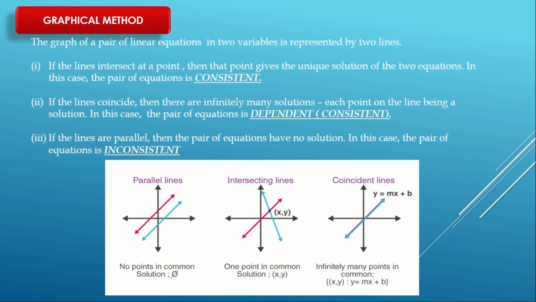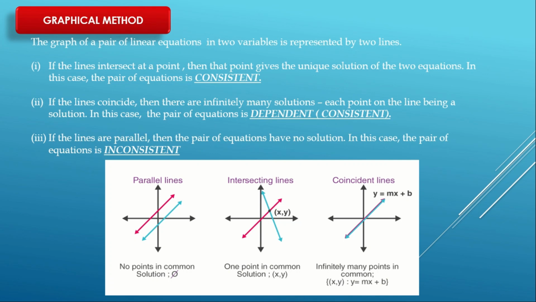In the first case, if the lines intersect at a point, then that point gives the unique solution of the two equations. In this case, the pair of equations is consistent. You can see here, the two lines are intersecting at a single point. So that point refers to a unique solution, or one solution. That is, when you solve the two equations, you will get one unique solution where both the lines intersect at a single point.